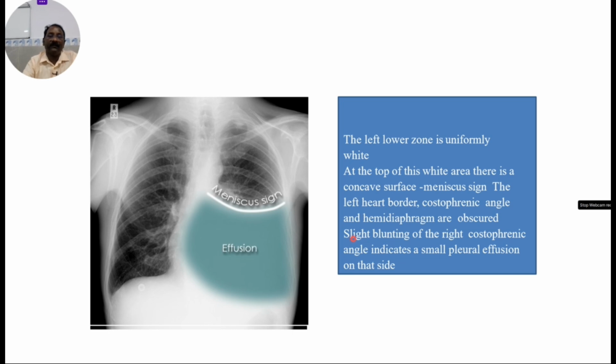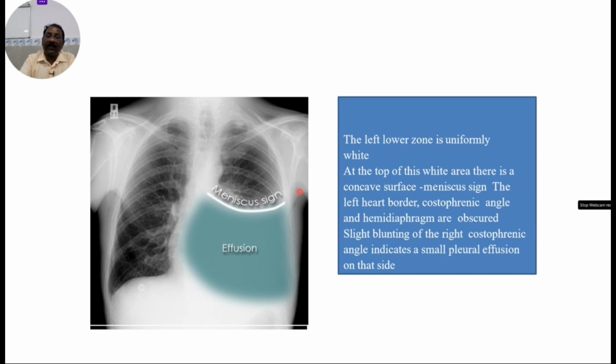See here. So this is the effusion, shifting the heart to the left side, and this is the concave upper border. The left lower zone is uniformly white here. At the top of this white area, there is a concave surface. So this is the meniscus sign. So don't expect the convexity here in pleural effusion. The concave upper border. The left heart border, costophrenic angle, and the hemidiaphragm are obscured.